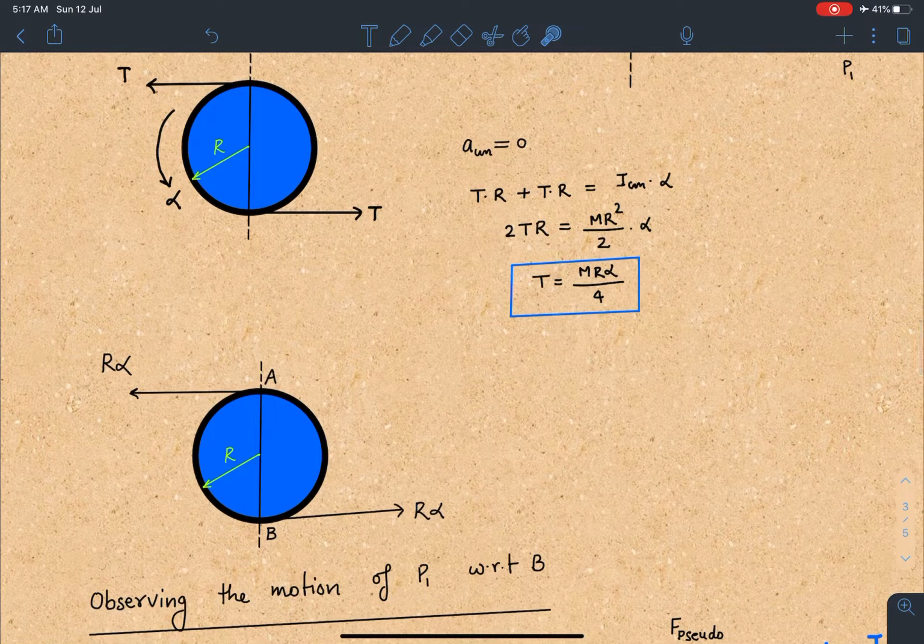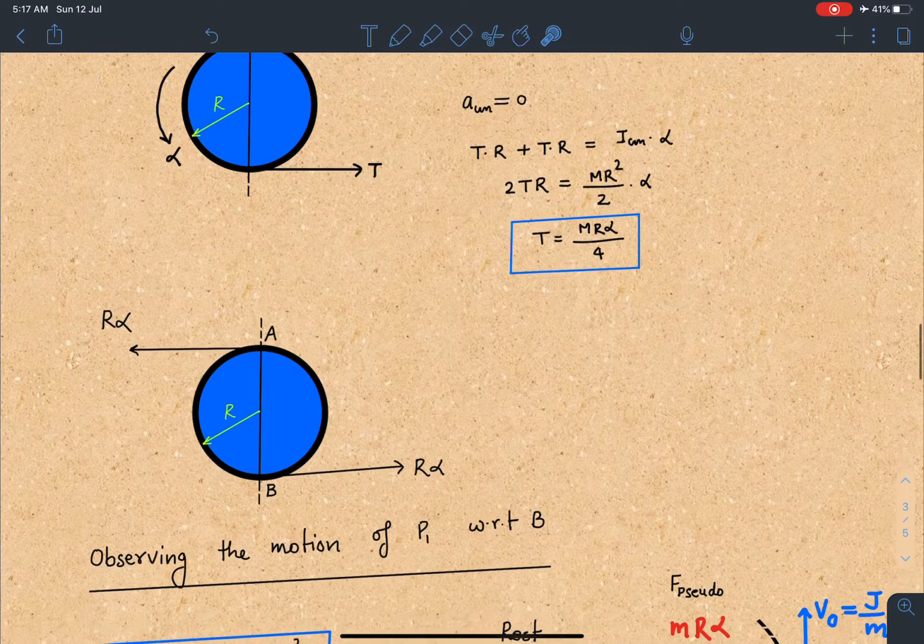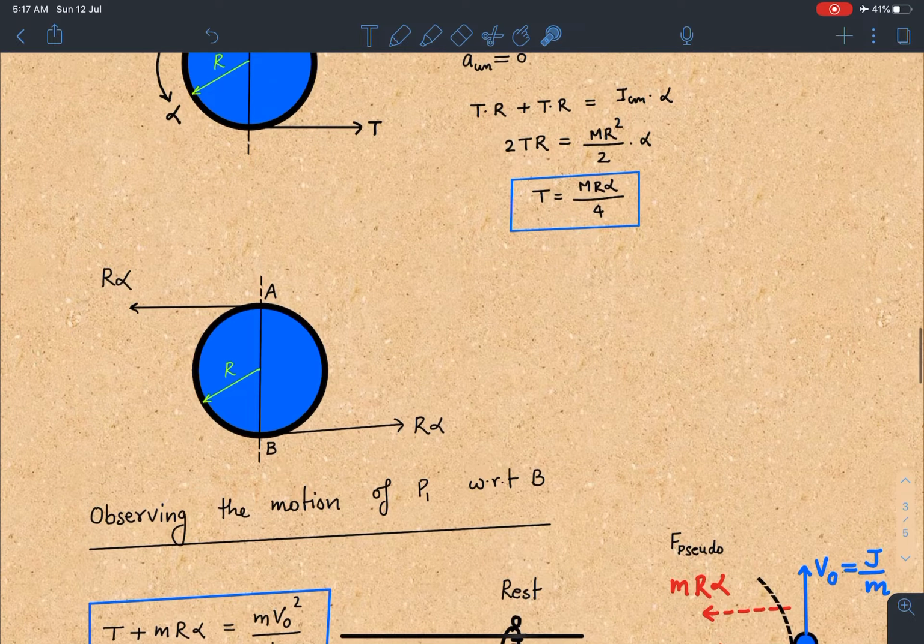So here also you can say the connecting point, since the cylinder is generating this angular acceleration of alpha, these points A will have r alpha and B will have r alpha. Directions we can guess easily along the tangent. Now observing the motion of P1 with respect to B.